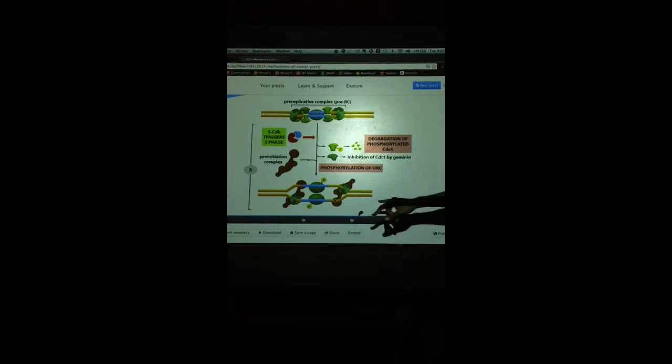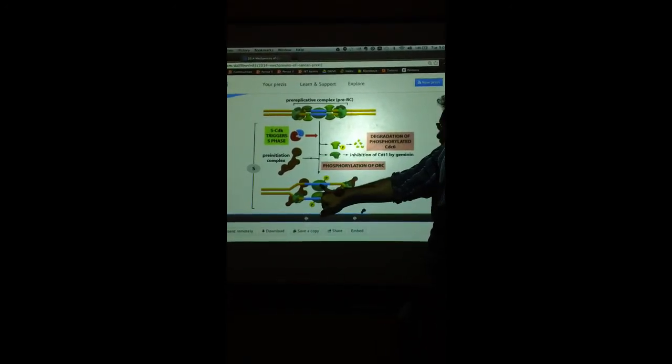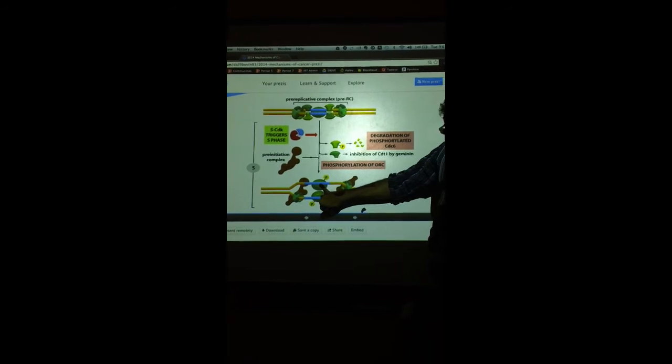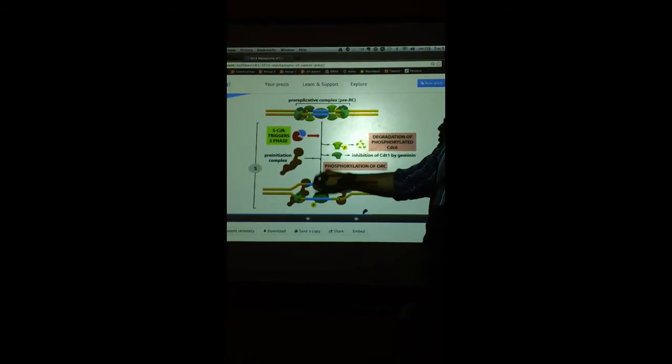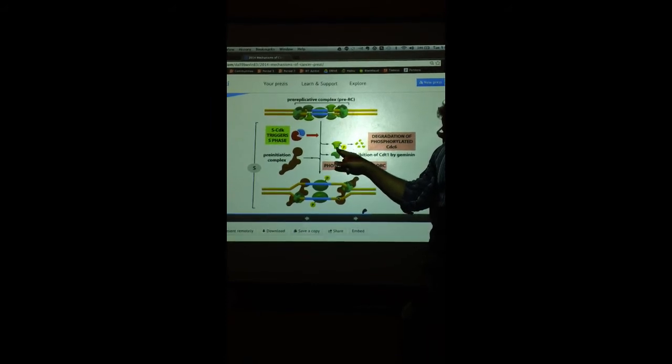Now, the S-CDK is also going to phosphorylate the ORC. And what that is going to do is prevent rebinding of these inhibitor or these adapter proteins. Sure.